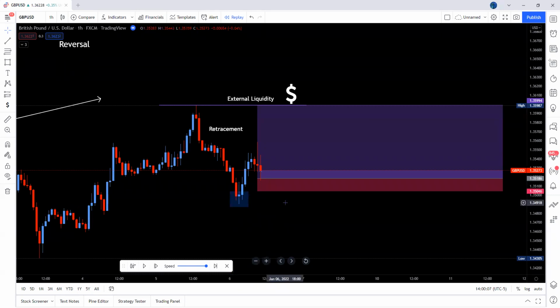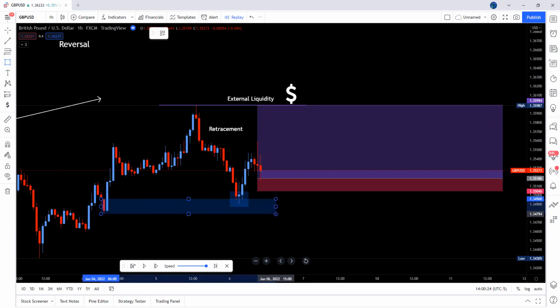What do you mean? Where from? Because it's reacted off the previous order block. Right, exactly. So right here we see that we had an order block. You guys see it right here?